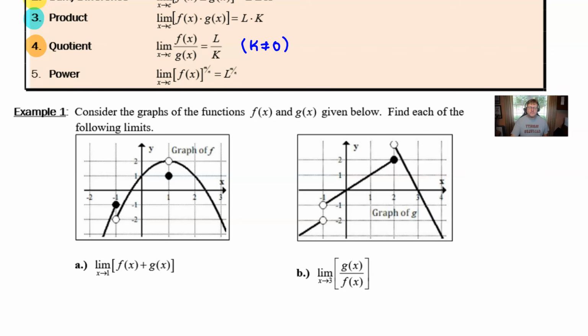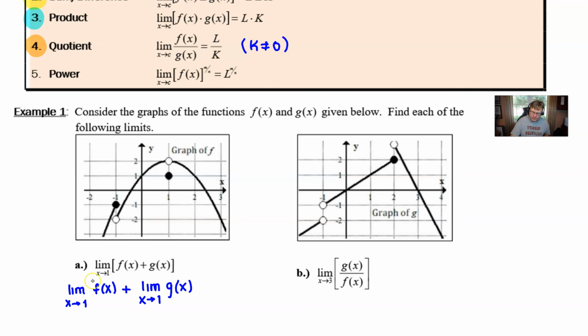Consider the graphs of the functions f and g given below. Find each of the following limits. Well, we see that a is the limit as x approaches 1 of f plus g of x. Well, if you remember, our property number 2 up above says that we should be able to just split this limit statement up into 2 separate statements joined by a plus sign. And this and this alone should be able to answer the question.